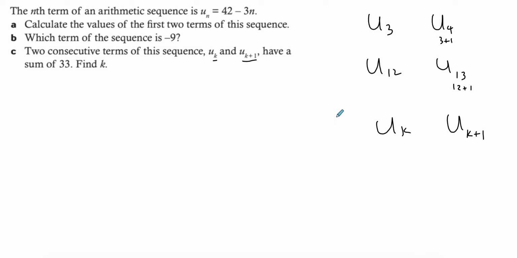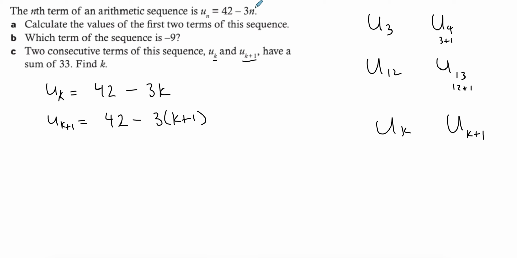So the best thing to do in this situation, even if you're stuck, is to just use this information, use the letters they've given you, and just substitute it in. uk would just be me going 42 minus 3k. As I said, you will match the numbers here with the number that you have to substitute in n, so uk plus 1 would then be 42 minus 3 brackets k plus 1.